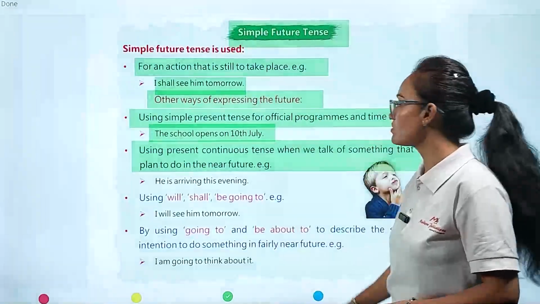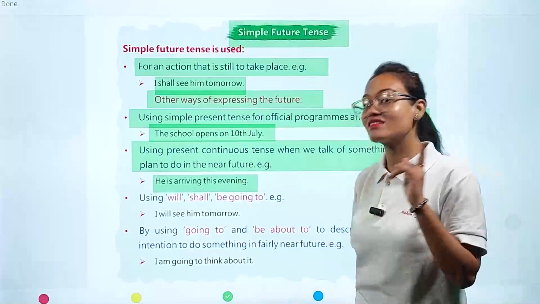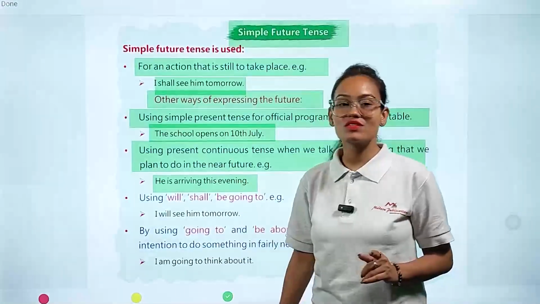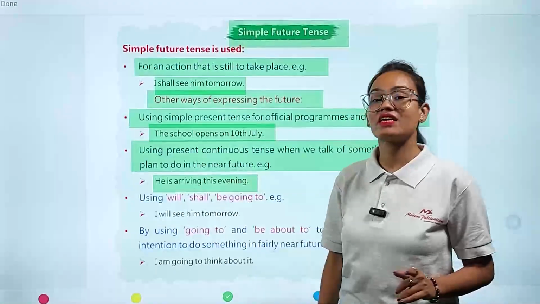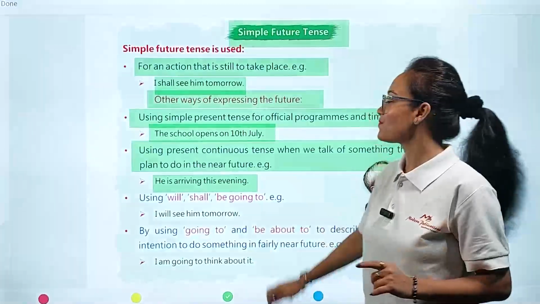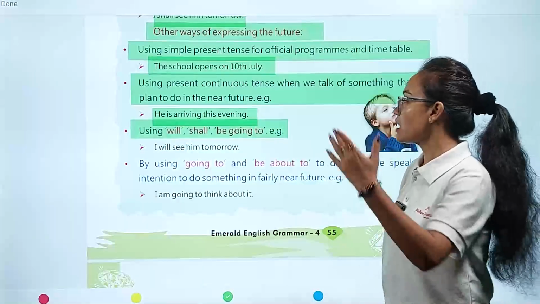Example, you can see, he is arriving this evening. But how is it related to continuous tense? He is arriving this evening. If he is arriving, it means what? He is already traveling. Now, using will, shall, be going to.